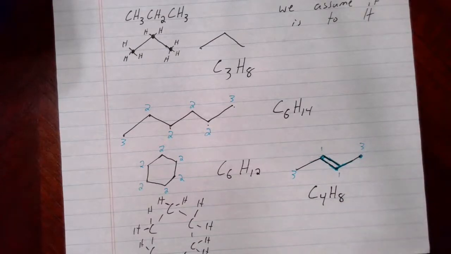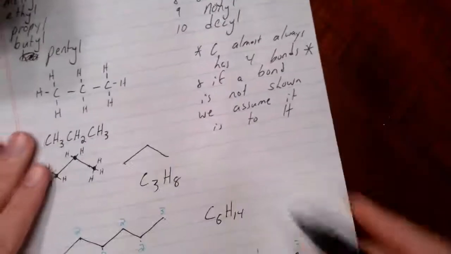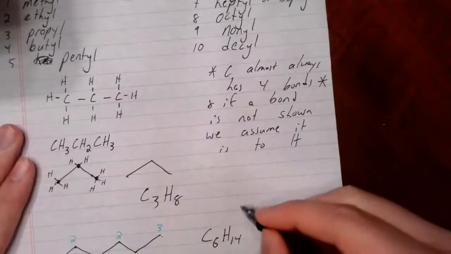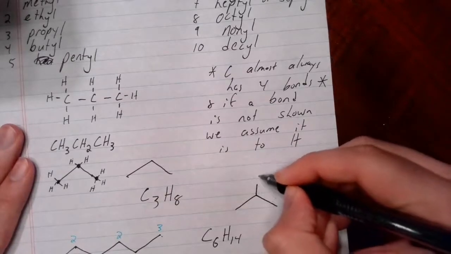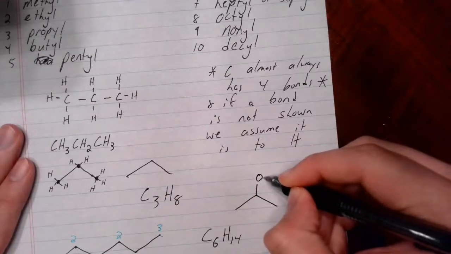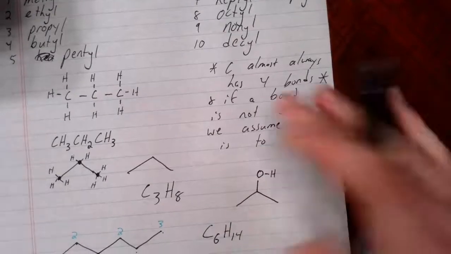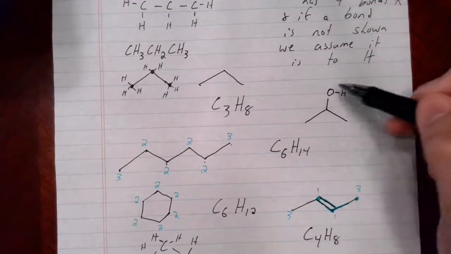Okay? So using this kind of stick model, everything that's not a carbon or a hydrogen I would explicitly show. So if I had an O bonded to an H there. Okay, so I would explicitly show the oxygen and the hydrogen.